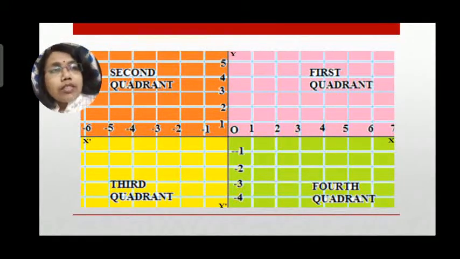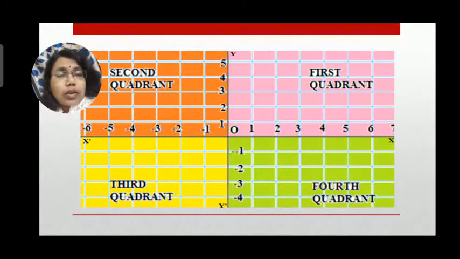Now we could see the first quadrant being all positive points, whereas in the second quadrant we could see x coordinates to be negative and y coordinates to be positive. And in the third quadrant, all the points are negative. And in the fourth quadrant we could see y coordinates to be negative and x coordinates to be positive.